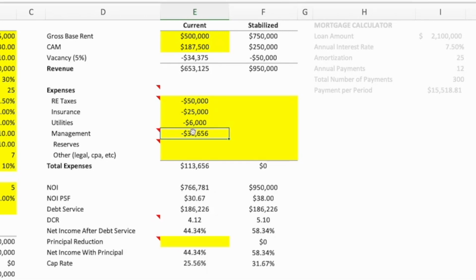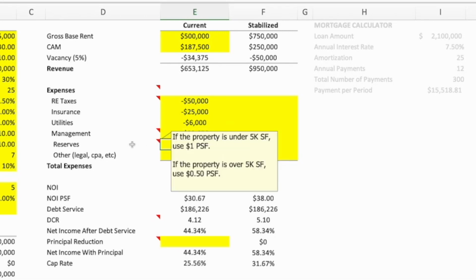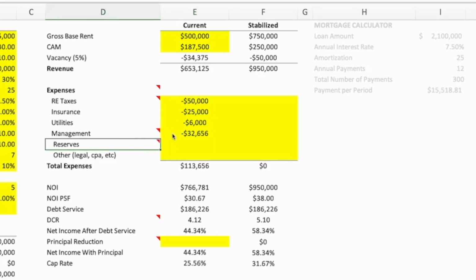Reserves here, if it's under a 5,000 square foot building, use $1 a foot. If it's over, use 50 cents a foot. So we're going to go ahead and use 0.50 times 25,000 square feet. So these are your reserves, okay? And it's got to be a negative. So I put that in there. For now, I'll put 0.